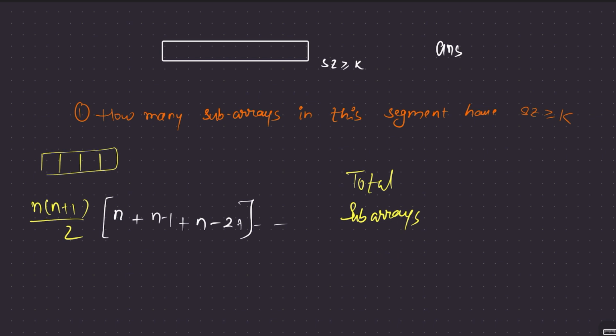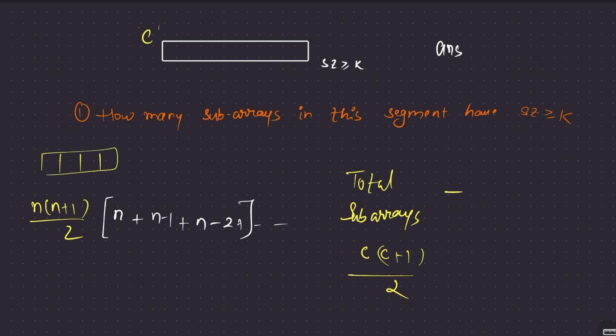And this is nothing but n into n plus 1 by 2, or let's not use n, because n is the size of the total array, right? Let me just call this segment size c. Okay, the total number of subarrays you already know, it is c into c plus 1 by 2, right? So this you already know. Now if I want to get the subarrays of size greater than or equal to k, what I need to subtract from it?